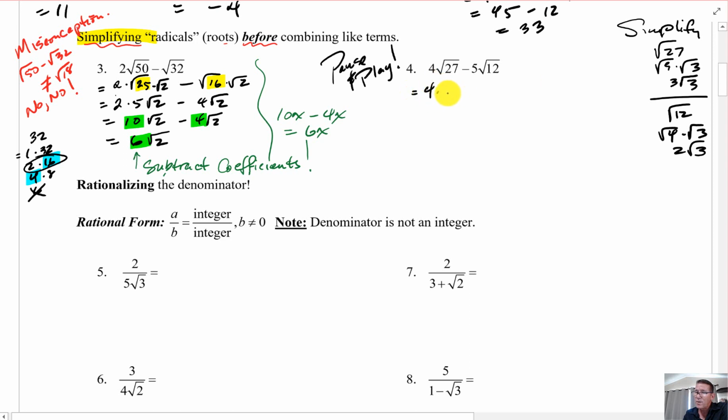So here we go, 4 times root 27, well, root 9 times root 3. I'll step it out. And then minus 5 times root 4 times root 3. If I was going to step it out, this is the way I would do it. I get 4 times 3 times root 3 minus 5 times 2, because root 4 is 2, times root 3. And if I'm going too fast here, again, this is a video, so hit the pause button, people.